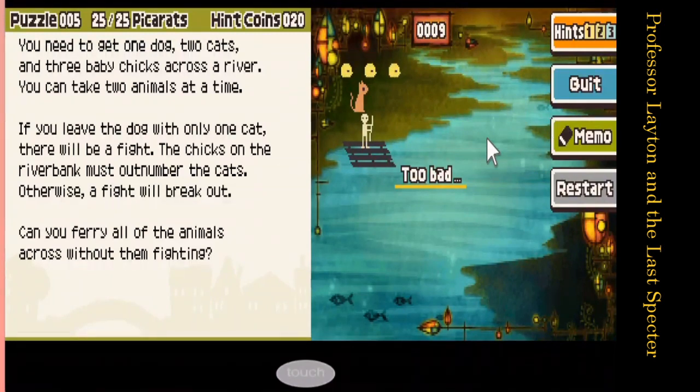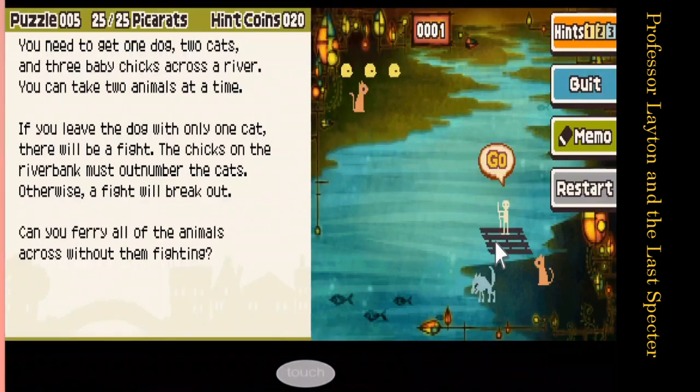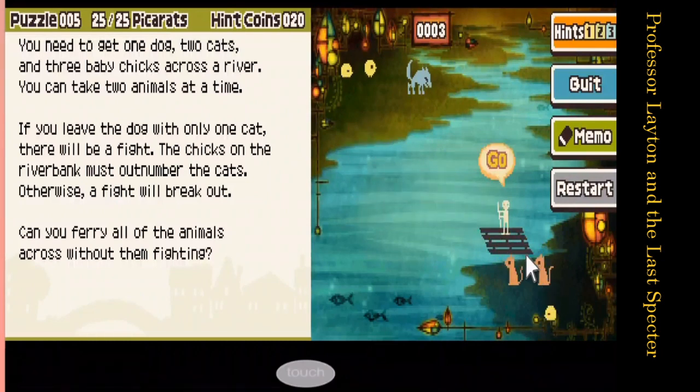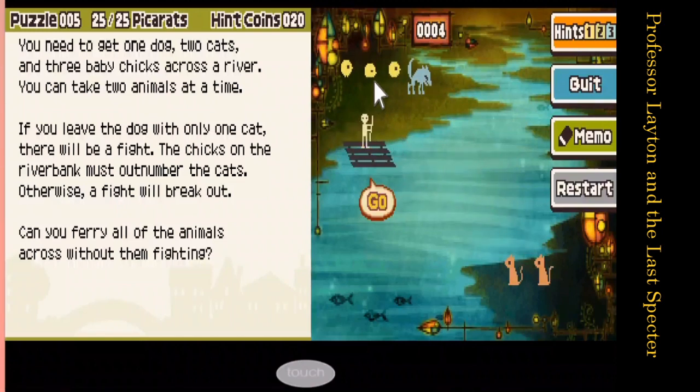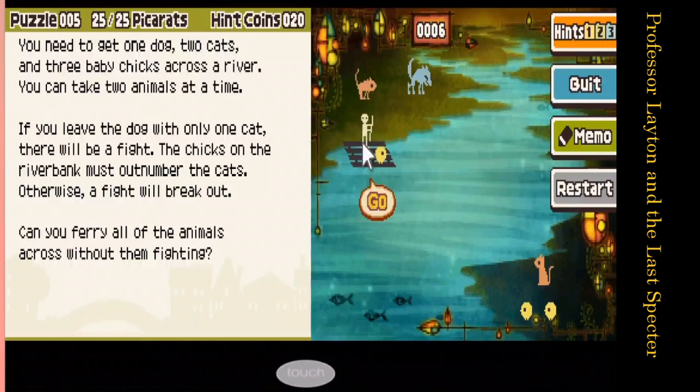Oh shit. I didn't mean to click that. Nope, nope, nope. Equaling is not outnumbering. There we go.